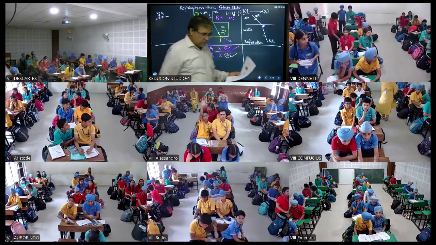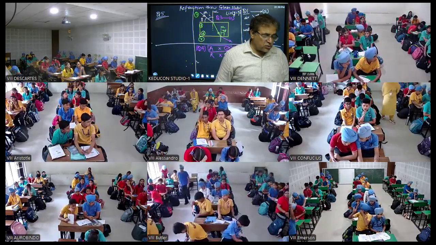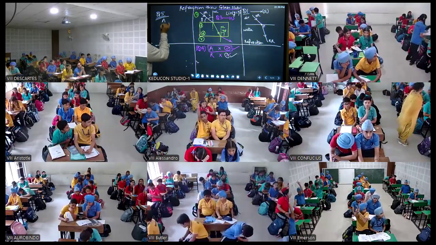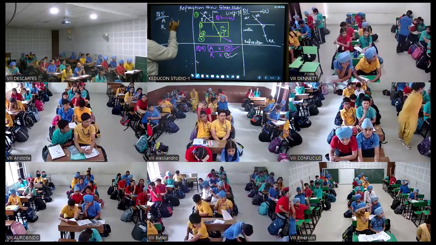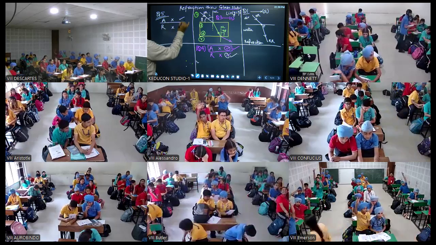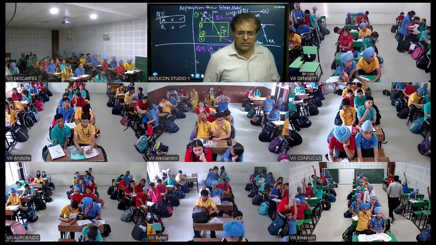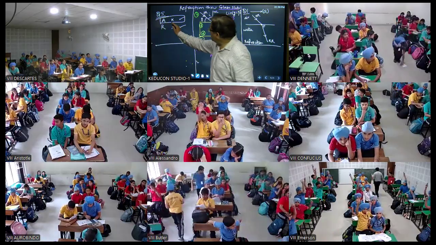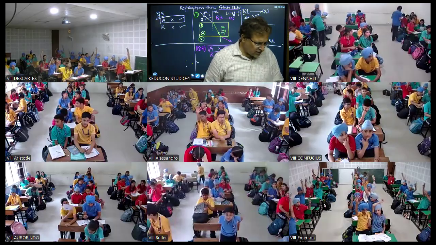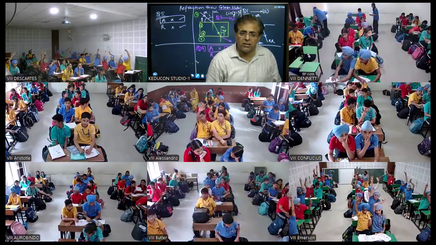Question number 5. Assertion: Dispersion does not occur in vacuum. Whether it is wrong or correct, what is your choice for assertion? It is saying that dispersion will not happen in vacuum.